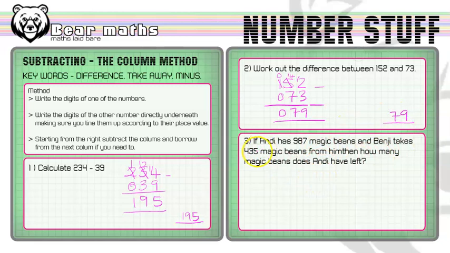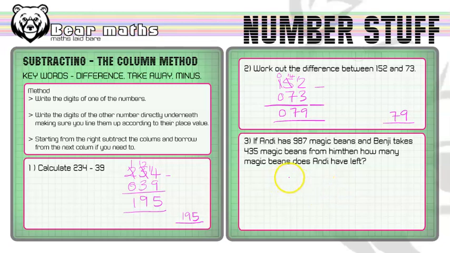And then the third question. So we come to a worded one. It's about these magic beans again, Andy and Benji with their magic beans. Andy has got 987 of those magic beans, and Benji takes 435 magic beans away from him. And there should be a space in there, but never mind. I'm not going to go back and make the video again. So how many magic beans does Andy have left?